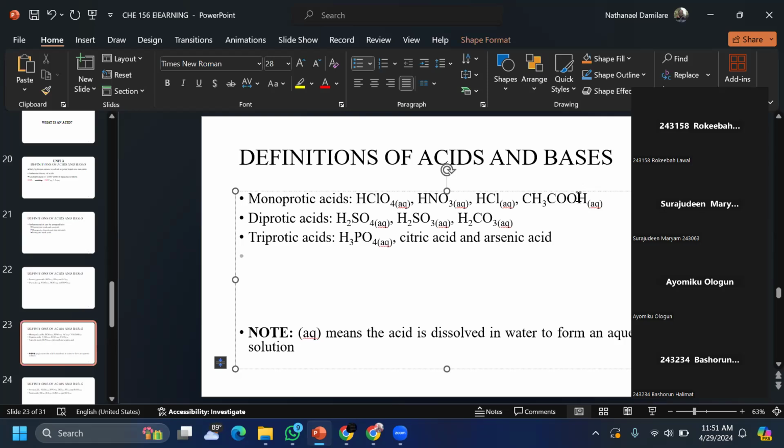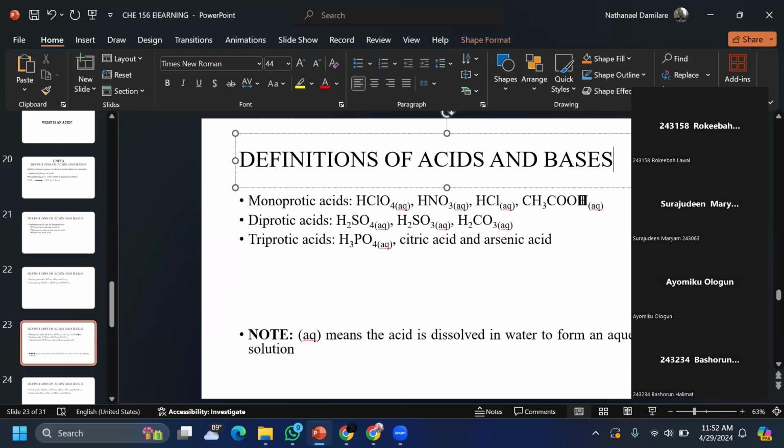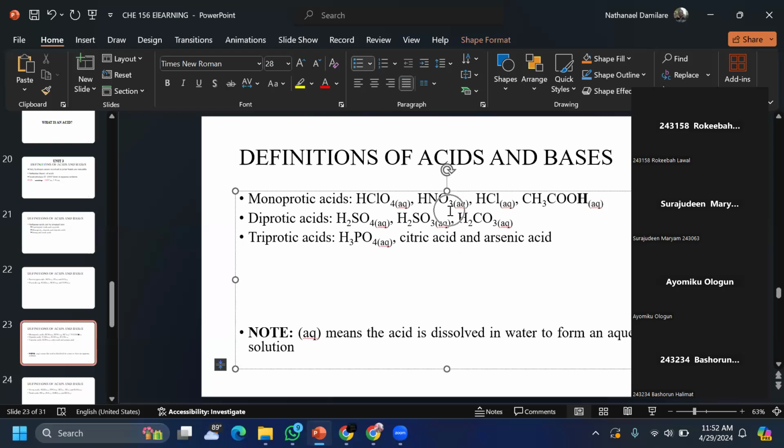Acetic acid, note it very well. It looks as if it has 4 hydrogen atoms, but only one of them is replaceable. That is the last hydrogen. That is the ionizable hydrogen ion in acetic acid. Some people call it ethanoic acid. That is the IUPAC name, ethanoic acid. So it has just one replaceable hydrogen ion in it.